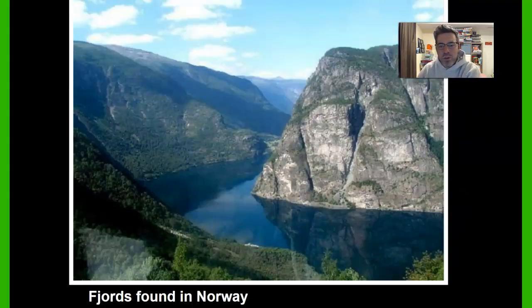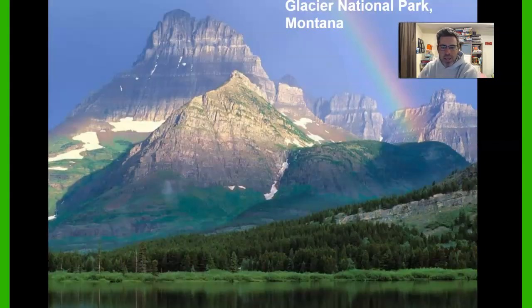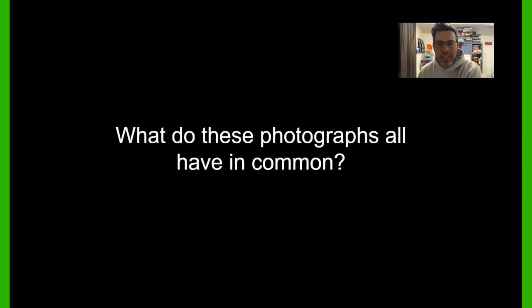The fjords of Norway. Man, glaciers must have ripped through here, creating this U-shaped valley with incredible relief. The karst topography of the Cone Mountains of China. And lastly, Glacier National Park in Montana. Well, what do all these things have in common? Well, I'm guessing that you probably guessed it. All these areas have been weathered. So let's talk about what weathering is.